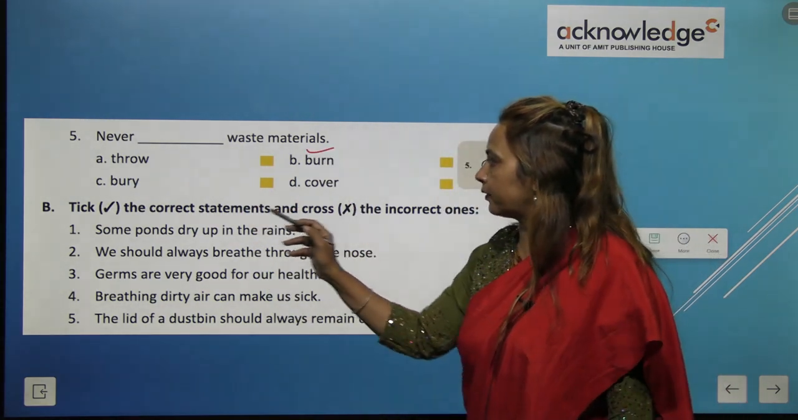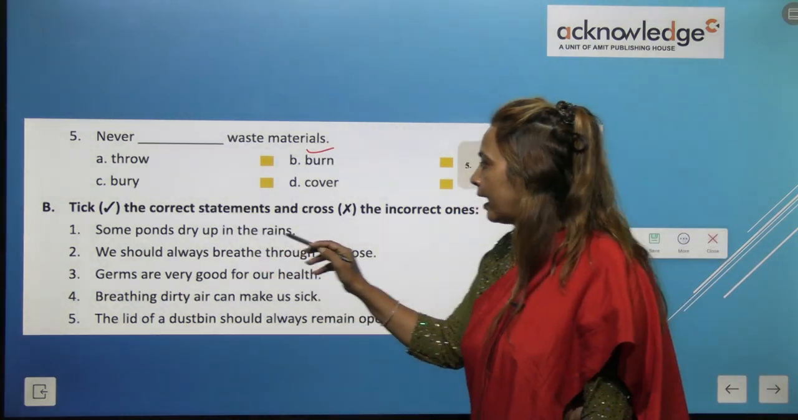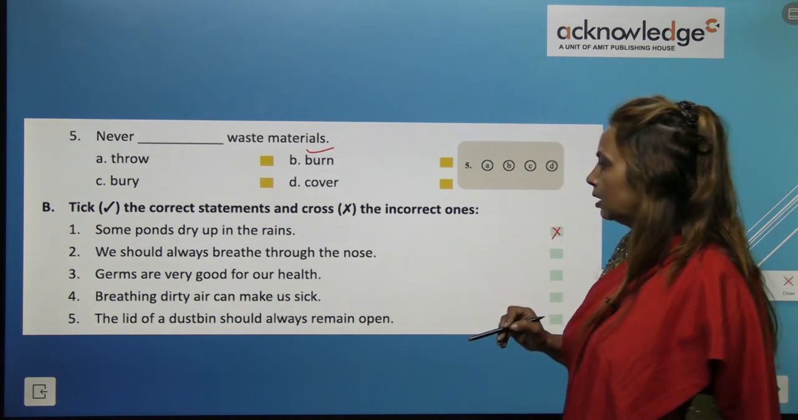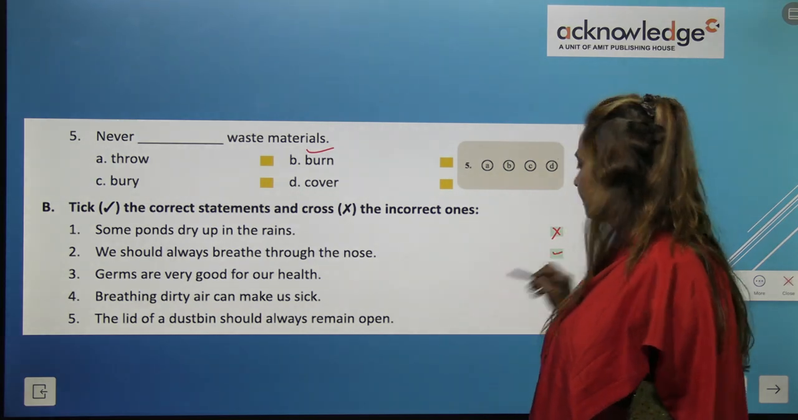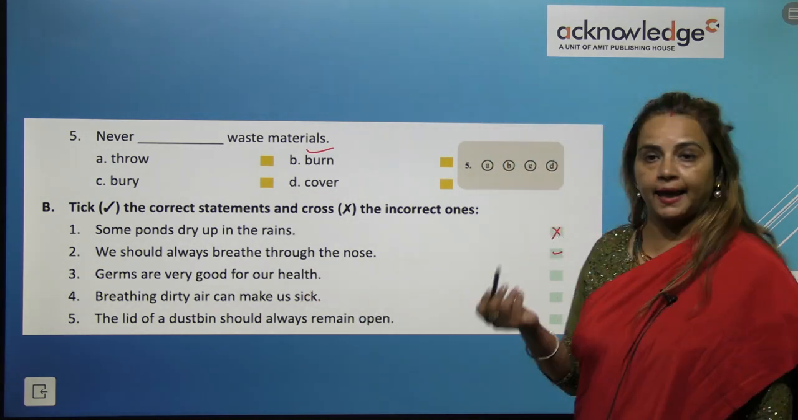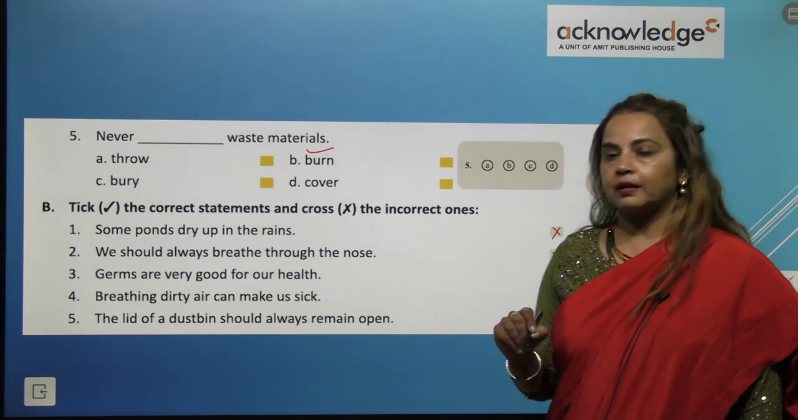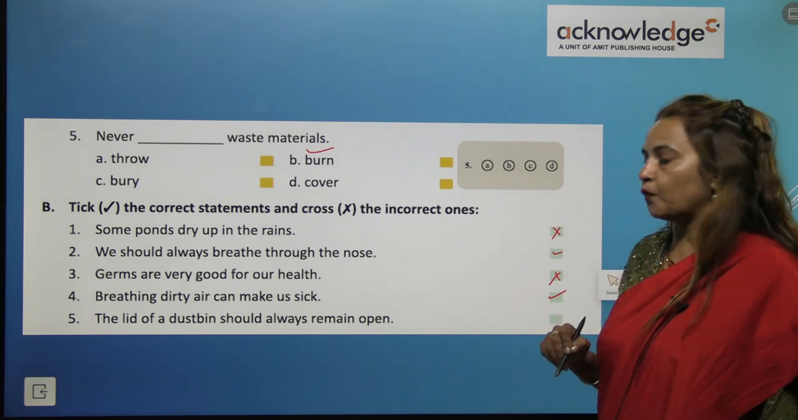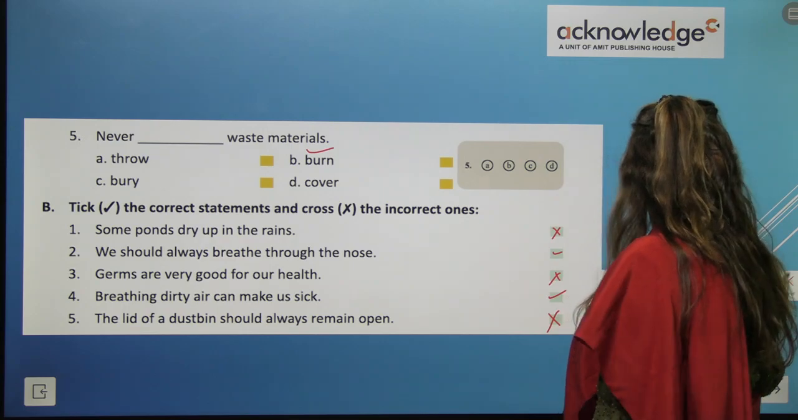Now take the correct statements and cross the incorrect ones. Some ponds dry up in the rains. No. We should always breathe through the nose. Germs are very good for our health. No. Breathing dirty air can make us sick. Yes. The lid of the dustbin should always remain open. No, always remain closed.